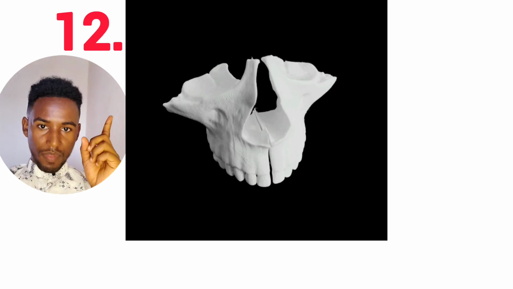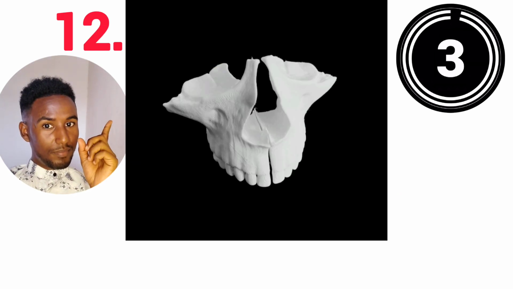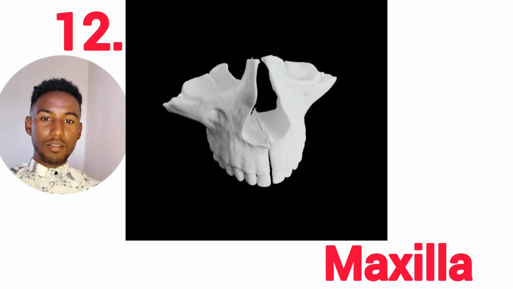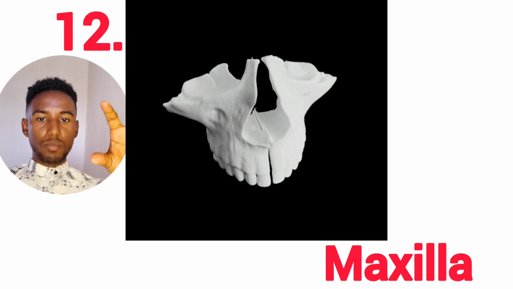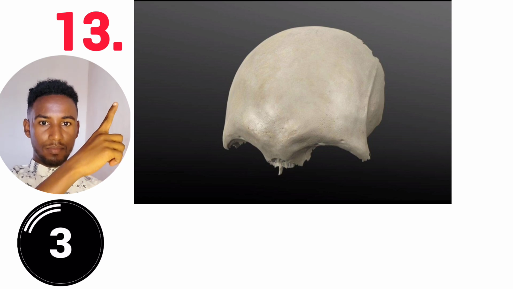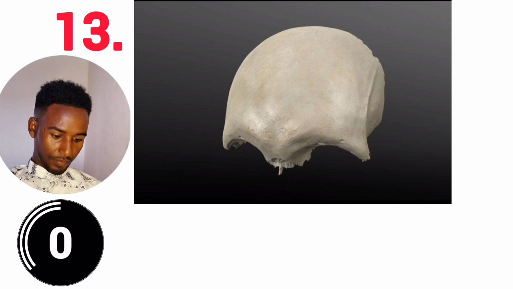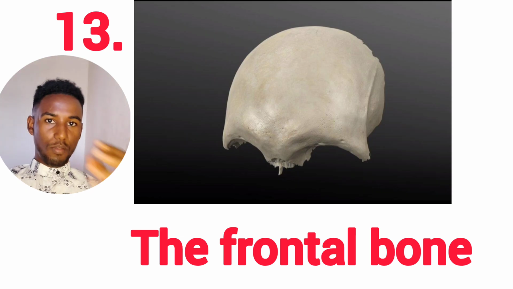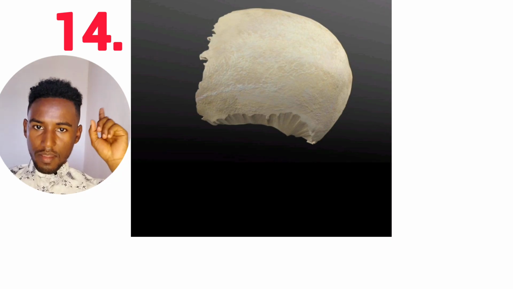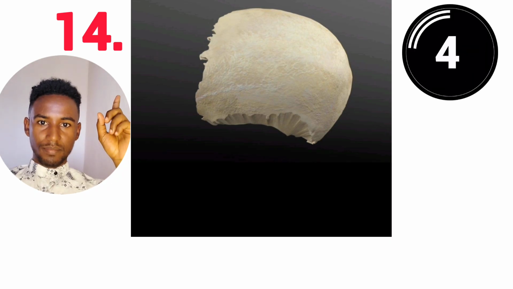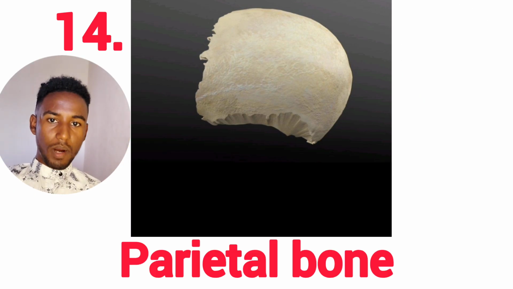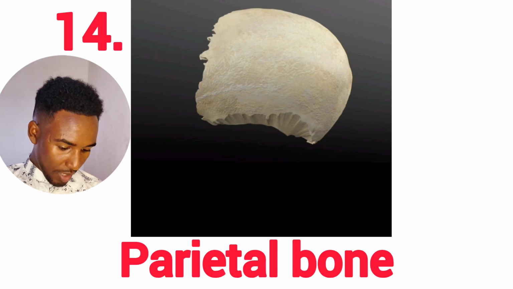Can you name this bone? It is called the maxilla. This bone forms the upper jaw. What is this bone called? The frontal bone. This bone forms the forehead and part of the orbit. Can you guess the name of this bone? This bone is called parietal bone. This bone forms much of the roof and side of the skull.